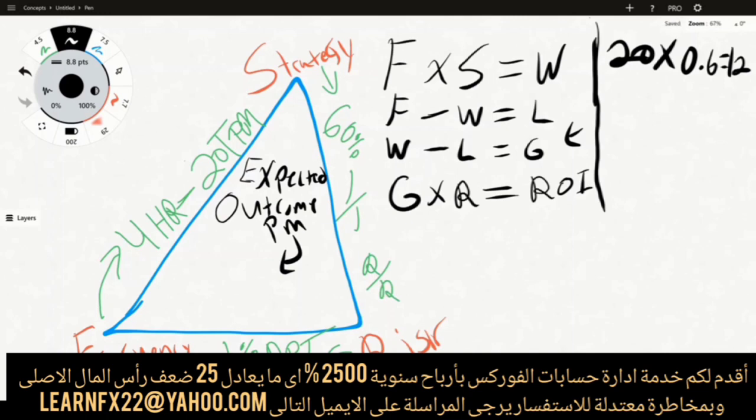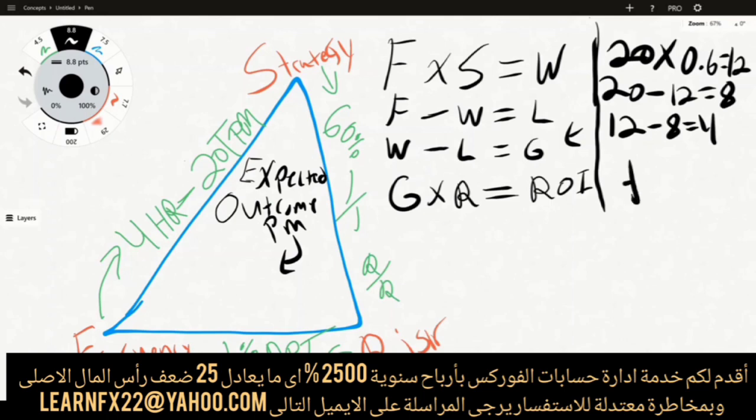Now what we do is we take F again, 20, we subtract those wins, and we get 8. 8 is going to be our L, our losses. We then take wins, which were 12, we subtract our losses, which were 8, we end up with 4. Now, 4 is our G, or gain. 4 is the gain that we get with this exact system, this exact strategy and trading plan. We get a 4 gain on that.